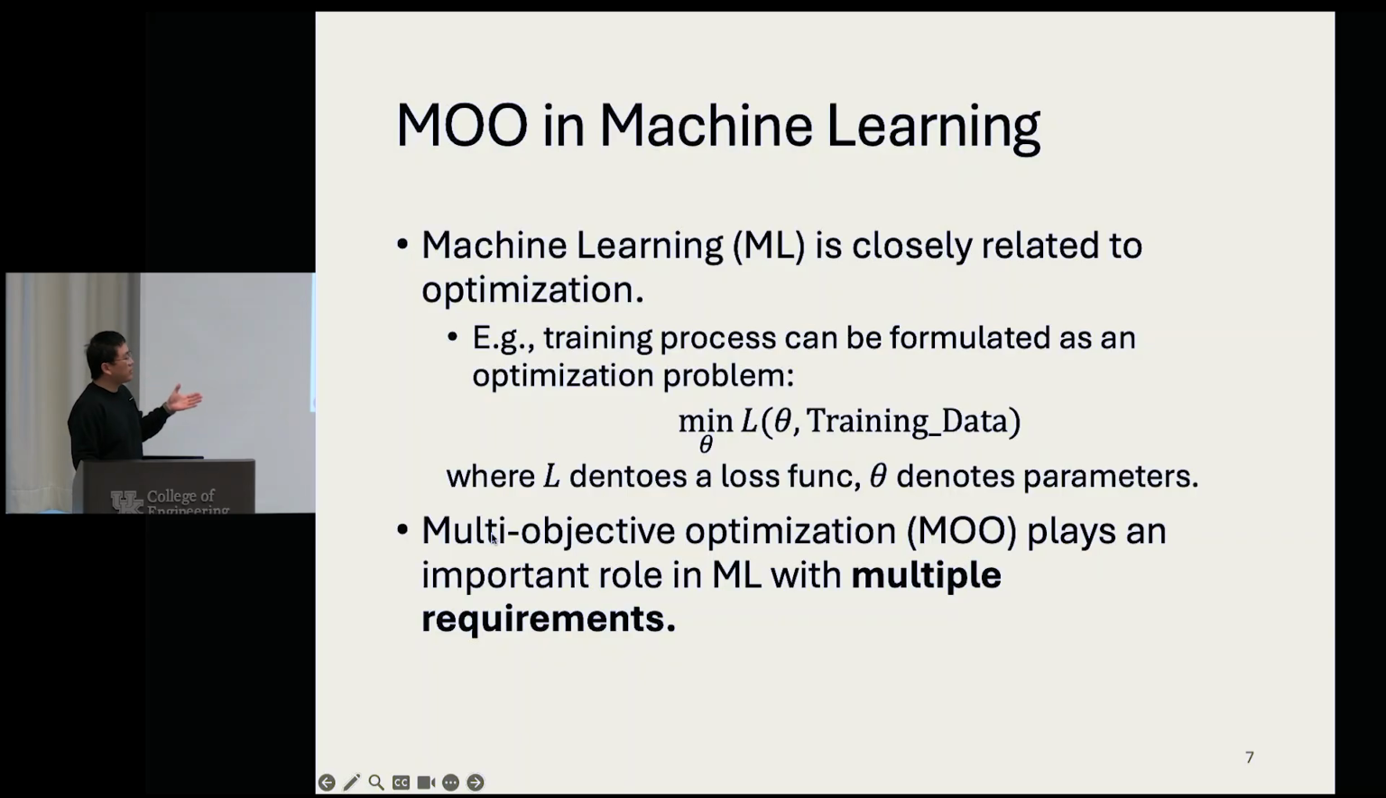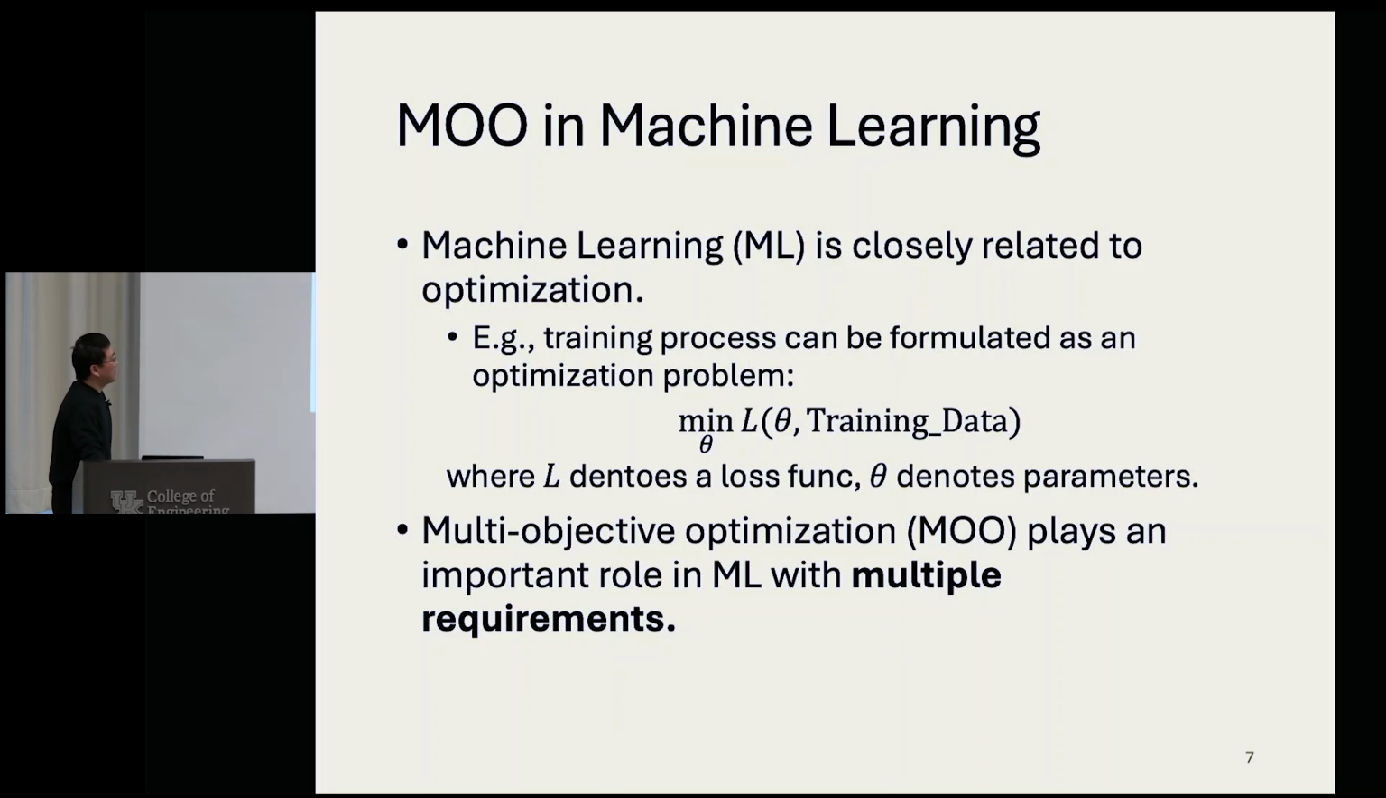And multi-objective optimization also plays an important role in machine learning when we deal with multiple requirements. If we just want to minimize one loss function or achieve one requirement, then single objective optimization will be enough. But sometimes we want the machine learning model to achieve multiple requirements. Then, of course, we need to turn the single objective optimization into multi-objective optimization. So that's why we need to study techniques and methods in multi-objective optimization.